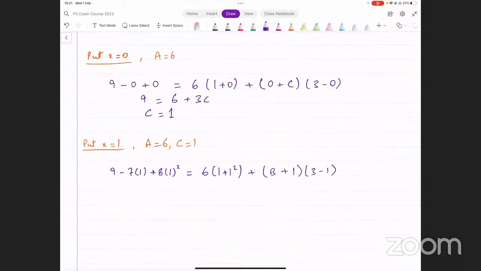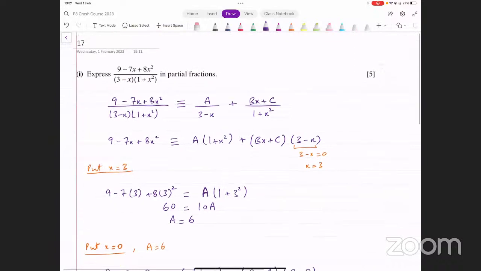And now we can solve this. 17 minus 7, that is 10. We've got 10 on the left side. On the right side, we've got 6 into 2, which is 12. Plus b plus 1 into 2, that's 2b plus 2. All right, so this gives us minus 4 equals 2b, and the value of b turns out to be minus 2. We've got the values of a, b, and c.